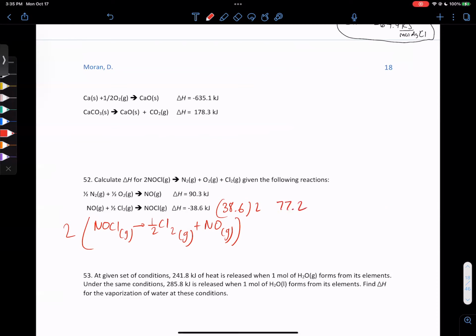But how do you know you're supposed to multiply it by 2? Because there's 2 NOCl in the goal equation. Yeah, exactly. So that's why you multiply by 2 and not like 3.5 or something. So when you multiply by 2, you get 2 NOCl gas makes Cl2, because the 2 and 1/2 cancel, and then plus 2 NO.